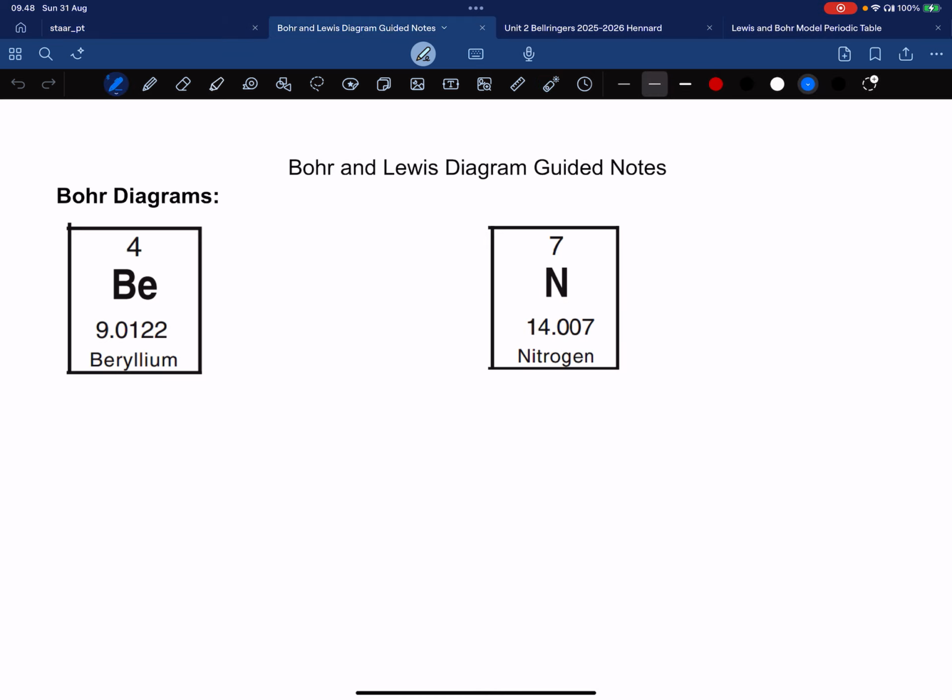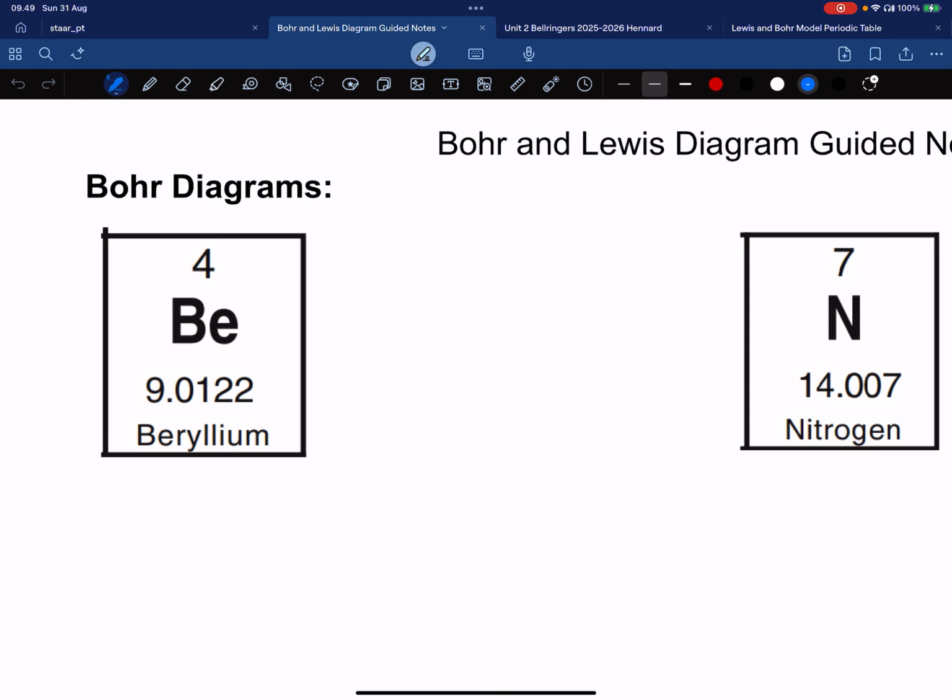The first thing we're going to do is determine how many protons, neutrons, and electrons there are for each of these elements. The first thing you have to understand is that this is the atomic number, and the atomic number is, by definition, the number of protons. So the protons is going to be 4.